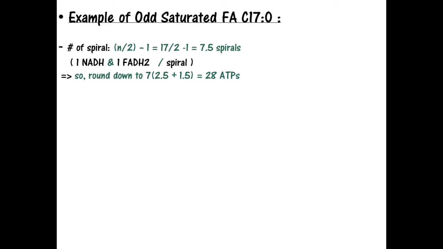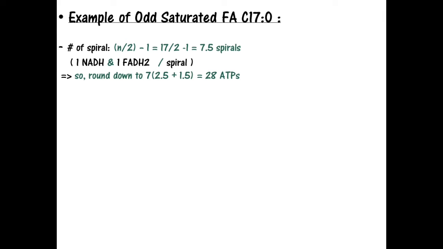First of all, the number of spirals, the formula that calculates the number of spirals, will be n over 2 minus 1, which will be equal to 17 over 2 minus 1. 17 represents the number of carbon atoms given in the title above. 17 over 2 minus 1 will give us 7.5 spirals.